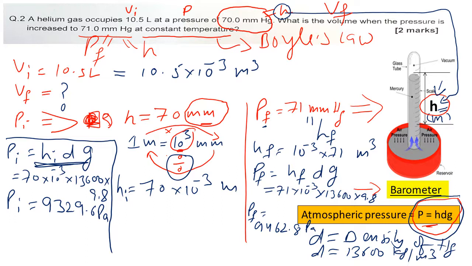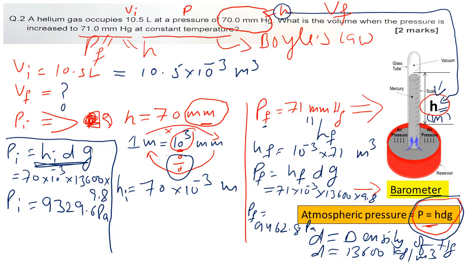So in this question, the helium gas is 10.5 liter. This is the initial volume at the pressure, and this is the pressure of 70 millimeter of mercury. Actually, this value is not the pressure value. This value is the height of the barometer. Here you see this device, the barometer. It is telling the pressure. So this device is used to find the pressure by using this formula.